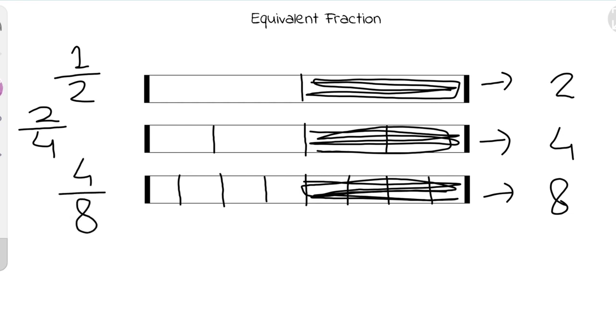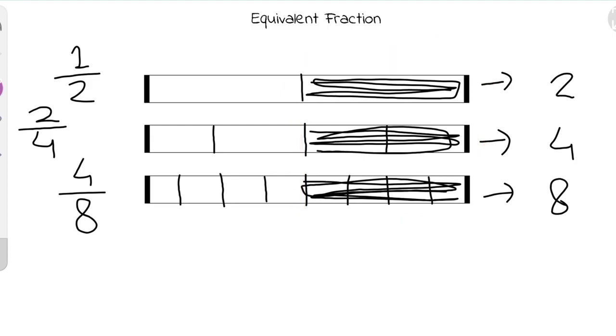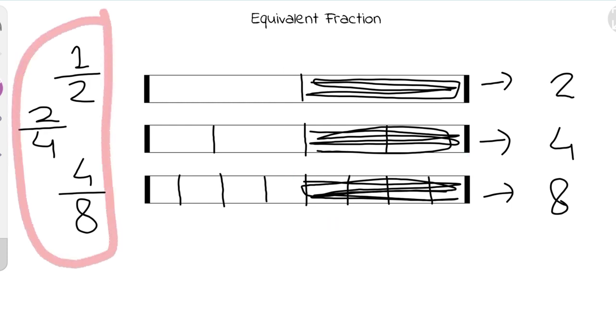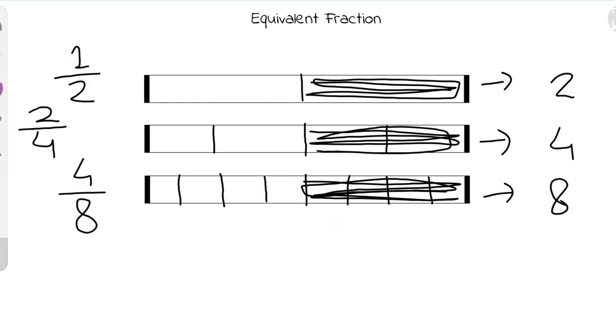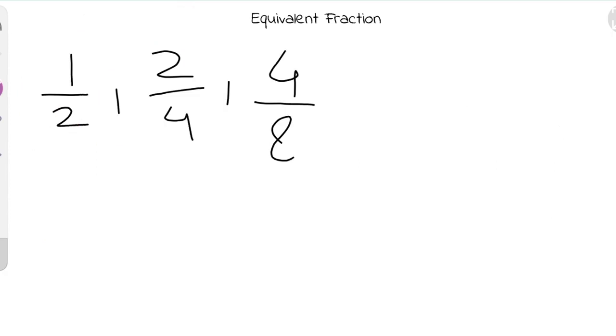But if you notice, the rectangles have the same amount of shaded parts. Every rectangle has approximately half of its part shaded. The shaded part is the same, but the fractions are different. These types of fractions are called equivalent fractions. So 1 by 2, 2 by 4 and 4 by 8 are all equivalent fractions.